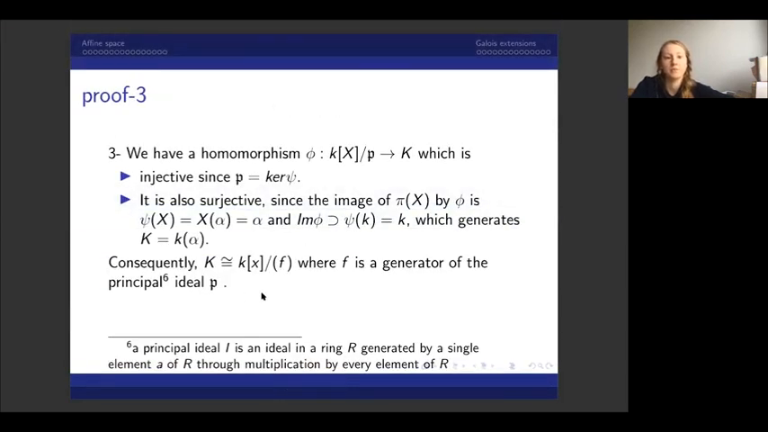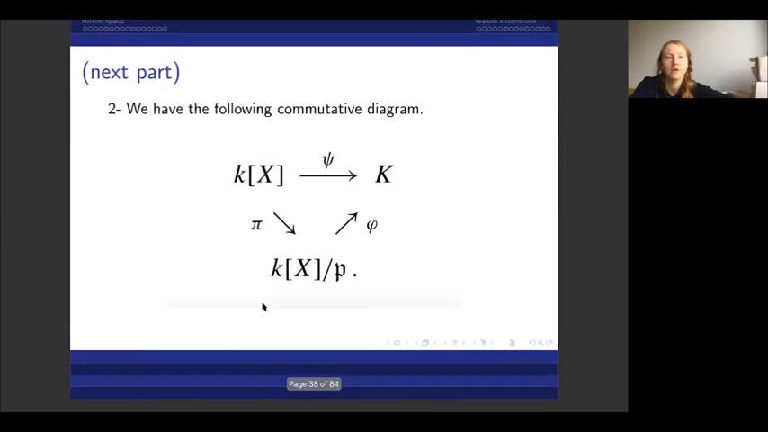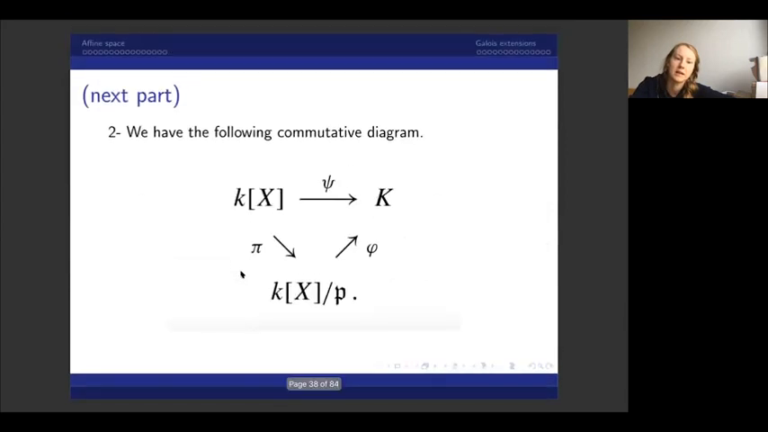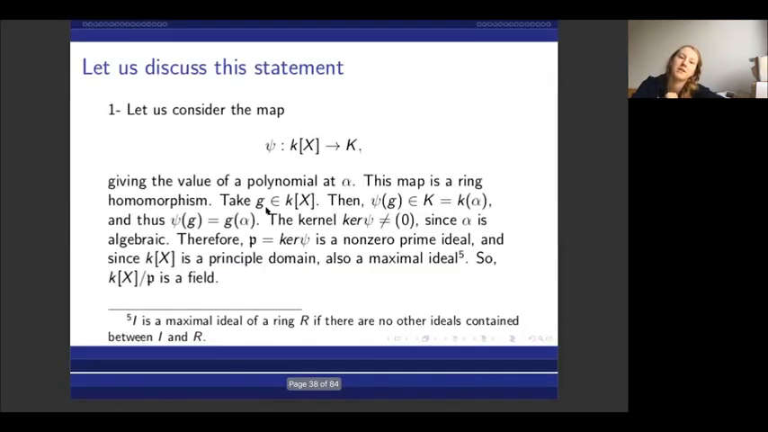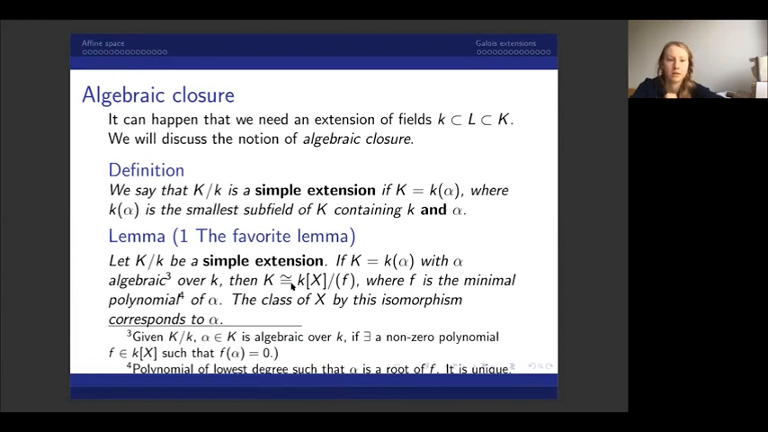Therefore, we have one conclusion. The conclusion is that capital K is k[x] mod f, where f is the generator of the principal ideal. So in case you need a reminder on principal ideals, it's an ideal in the ring R generated by a single element A of R through multiplication by every element of R. So we have proven this building block here, the favorite lemma. And we'll all the time keep coming back to this lemma.